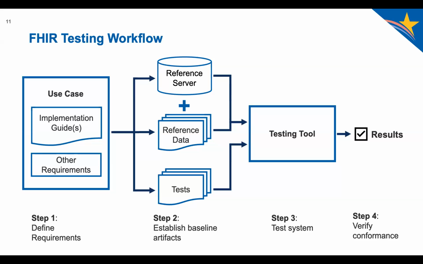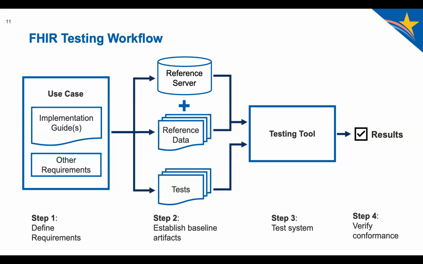Next are the conformance artifacts that serve as a benchmark or a reference point. These artifacts include things like a reference server, which is an implementation of the set requirements that serves as a reference for other systems trying to meet conformance. Second is reference data, which is often loaded onto the reference server and is data conformant to the set requirements.